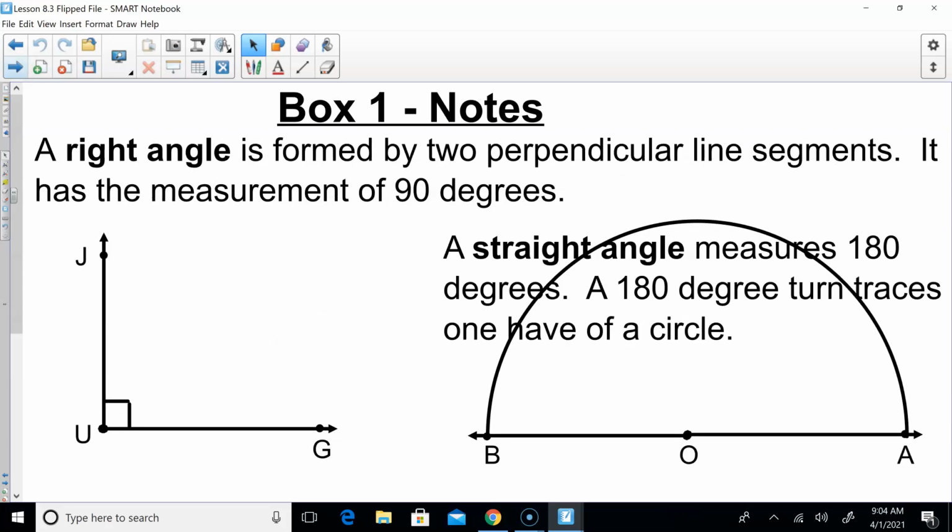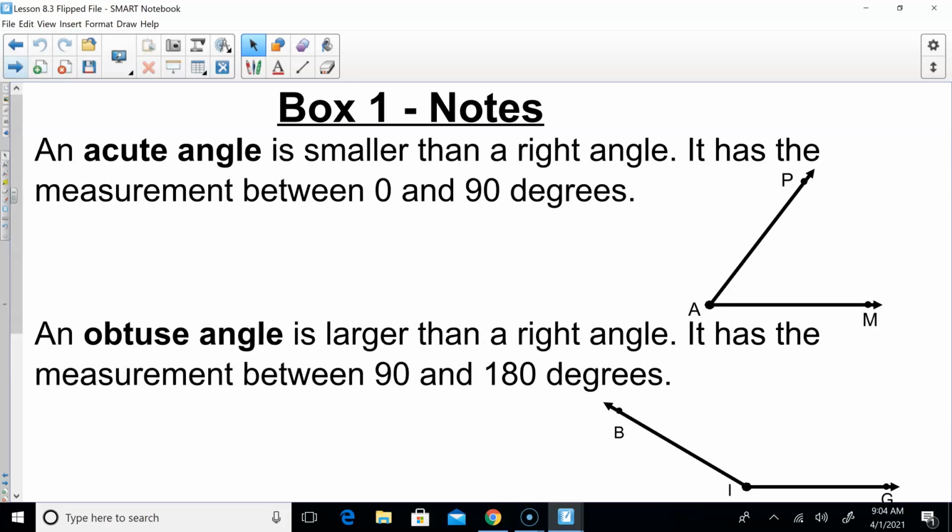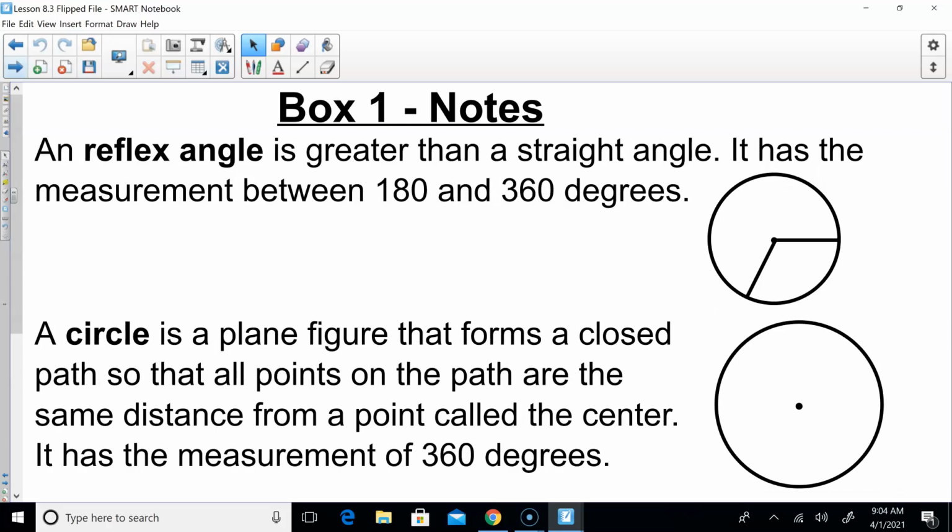And we have a right angle, which is 90 degrees. We have a straight angle, which is 180 degrees. Acute, which is between 0 and 90. Obtuse angle, which is between 90 and 180. And now this is a new page that we can add right now. Add to our notes. This is the notes I need you to take.